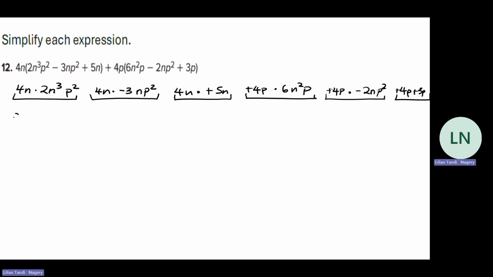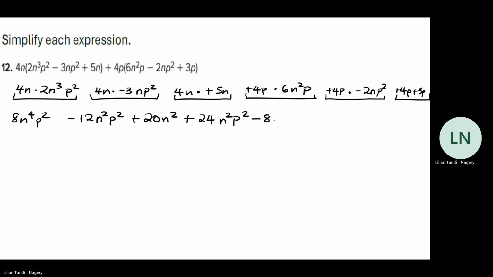The answer to this is 8n to the fourth power p squared. The answer to this is negative 12n squared p squared. The answer to this is 20n squared. The answer to this is positive 24n squared p squared. The answer to this is negative 8, p, no, n comes first. Yes, okay. So n p cubed and positive 12p squared.